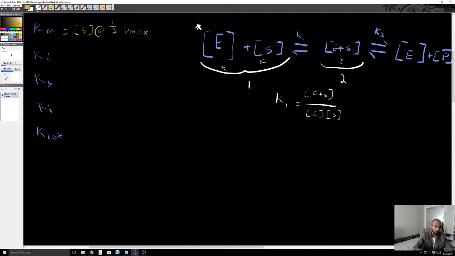And that is going to be that Km is also equal to K1 plus K2 all over K1. That'll give you Km. For the first question of your problem set, you'd use that. Now I want to think about Km conceptually. If Km is high, it means that at 1/2 of the maximum rate of enzymatic reaction, we have a high concentration of substrate, meaning free substrate, not bound.